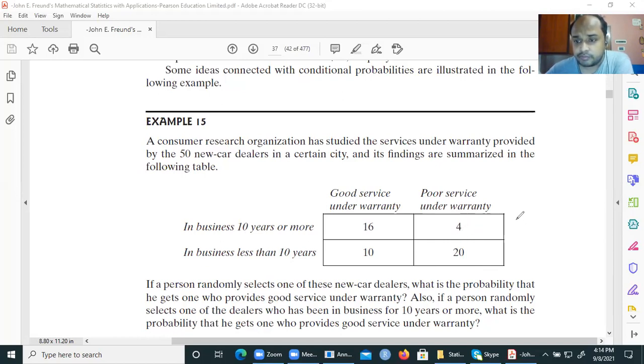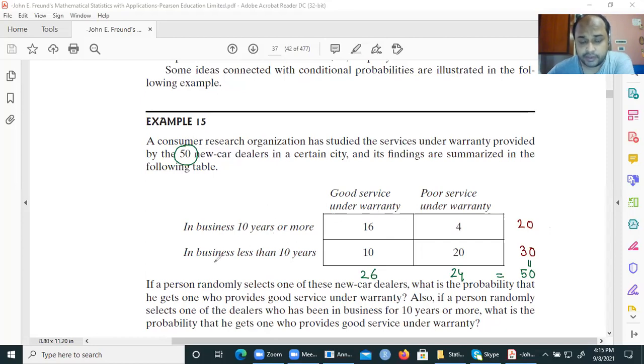If you add the row terms, you will get 20 here and 30 here, so that the total is 50. And if I add the column terms, you are going to get 26 here and 24 here. Here also the total is 50. So in both directions the total is 50. It justifies the fact that we are actually dealing with the exhaustive number of cases marked here, which is 50. Now, what is the question?